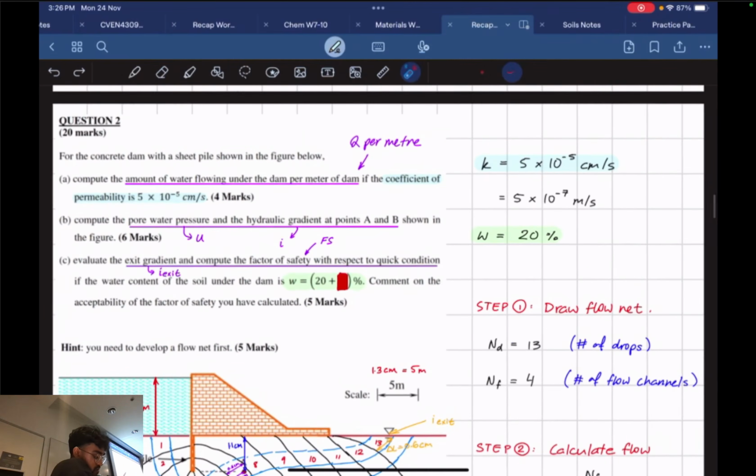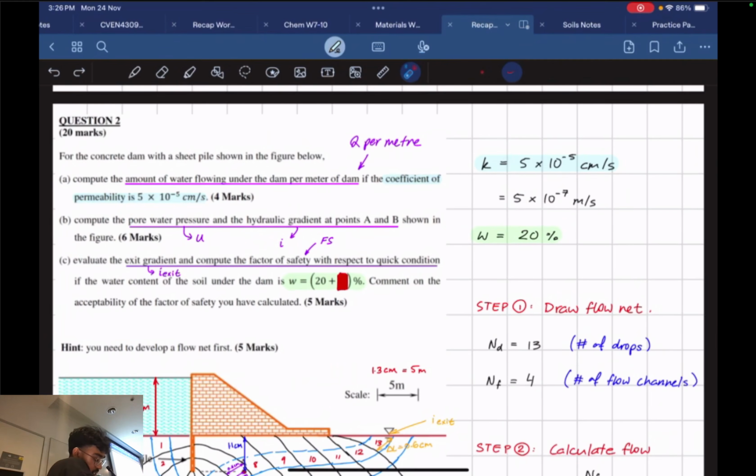So, for a concrete dam with a sheet pile, shown in the figure below, compute the amount of water flowing under the dam. So that's finding Q, your value for Q. Alright, they've given us a coefficient of permeability, 5 times 10 to the power of minus 5 centimeters per second. I've converted that into meters per second. Right, everything that I'm going to do from now on is going to be in meters. So from the get-go, I want to fix up the units.